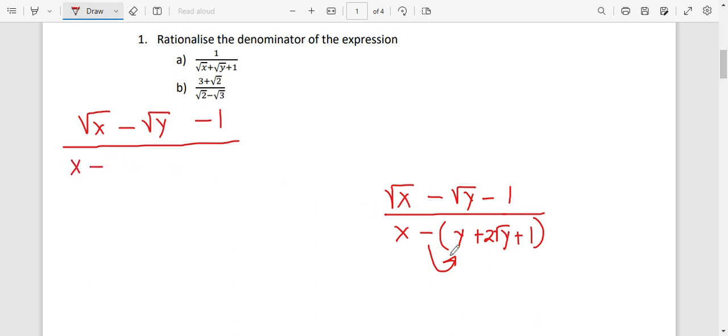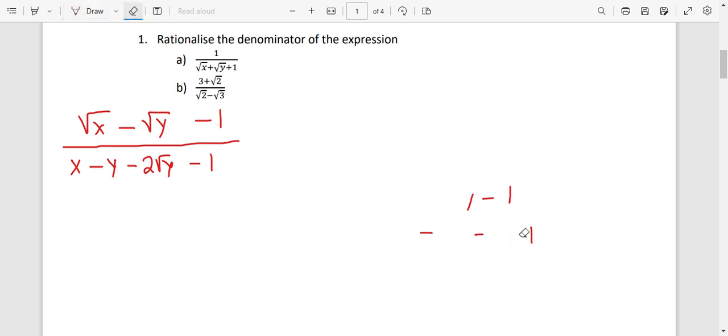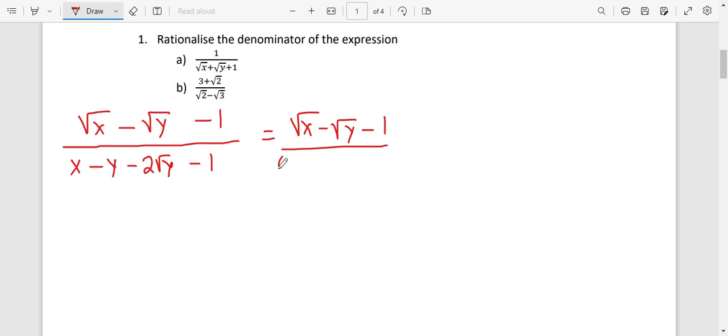Oh. So now distribute this negative. Negative times y will be negative y, negative times 2 root y, and then negative times 1 will be negative 1. Now from this stage, make sure that you get all the constants and put them together, and the roots also put them together. So this is going to give you root of x minus root of y minus 1, divided by x minus y minus 1. I'll put them together because those are constants, and then minus 2 square root of y, like that.